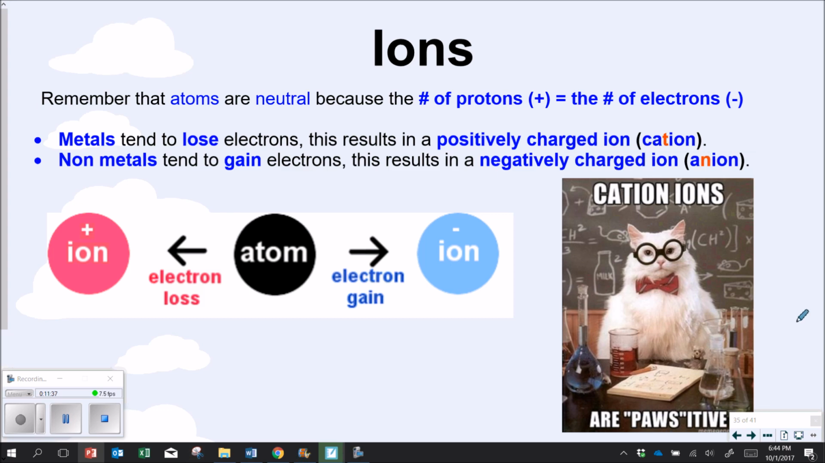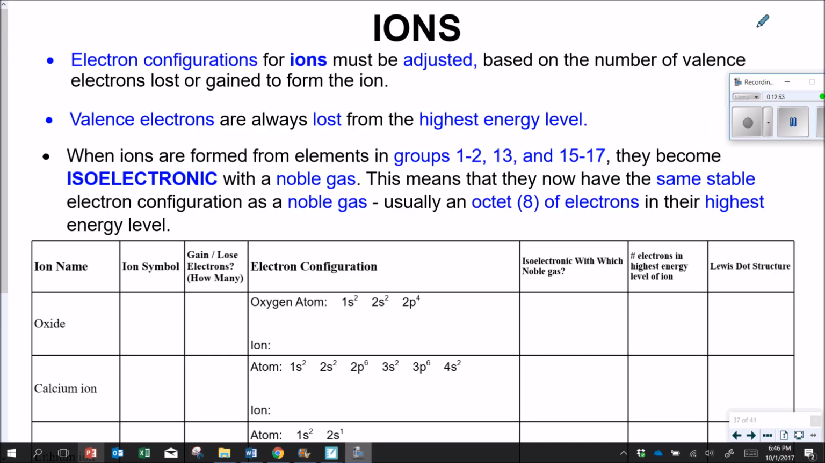Remember that atoms are neutral because the number of protons equals the number of electrons. Metals tend to lose electrons, and this results in a positively charged ion or a cation. Non-metals tend to gain electrons, and this results in a negatively charged ion or an anion. Remember, the T in cation can stand for positive, and the N in anion can stand for negative, and this is how you can remember those.